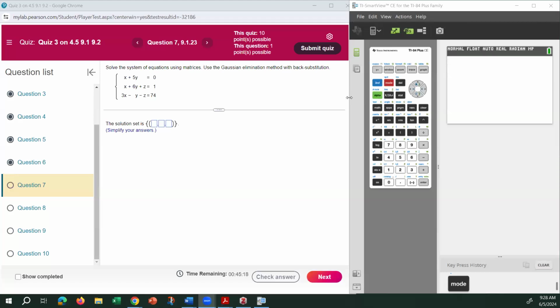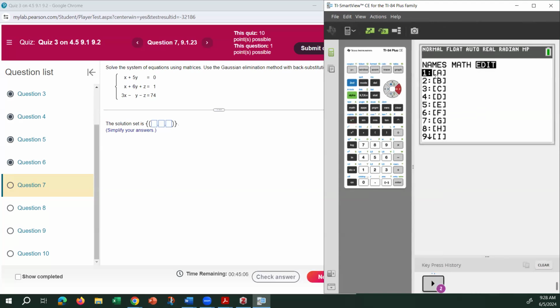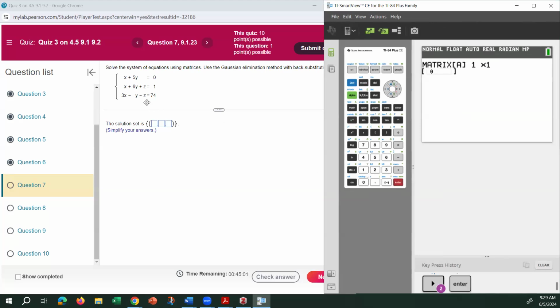Okay, so the way I showed you how to do it using the calculator was you need to use the matrix function in your calculator. So let's go to second matrix. We need to enter this matrix in. So we're going to go to edit and we're going to choose matrix A. And this is a 3x4 matrix because it has 3 equations. You can think of it as 4 columns. And so 3 by 4.